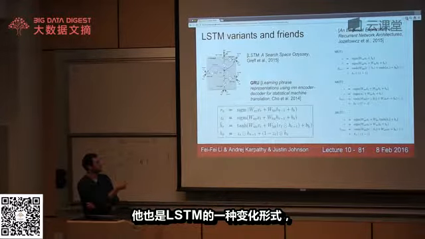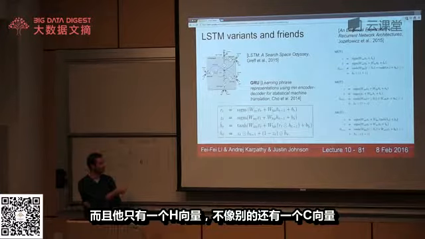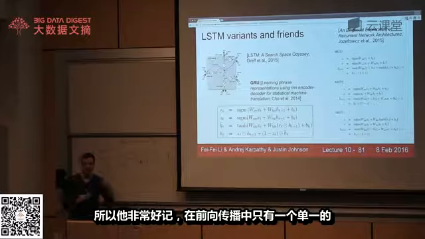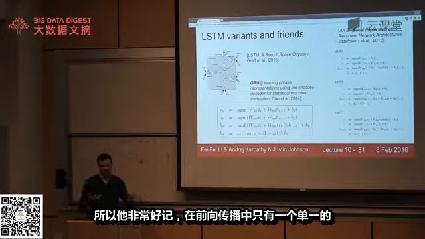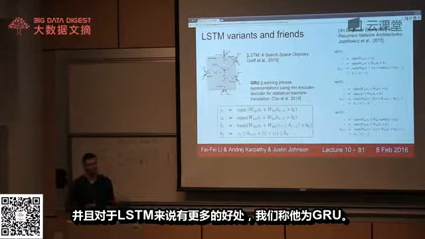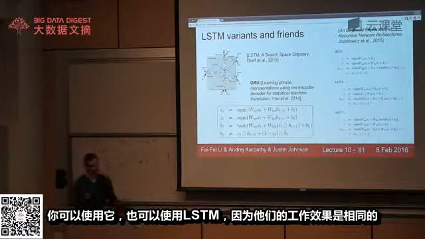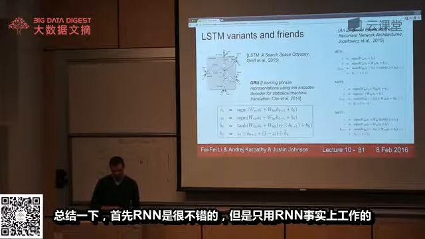A GRU is a change on an LSTM. It also has these additive interactions, but what's nice about it is that it's a shorter, smaller formula, and it only has the single h vector. It doesn't have an h and a c. It only has an h. So implementation-wise, it's just nicer to remember a single hidden state vector in your forward pass, not two vectors. And so it's just a smaller, simpler thing that seems to have most of the benefits of an LSTM. It's called GRU. And it almost always works about equal to LSTM in my experience. So you might want to use it, or you can use an LSTM. They both do about the same.